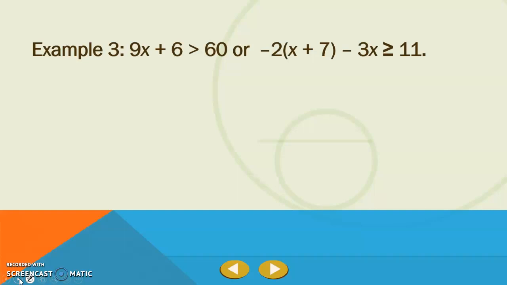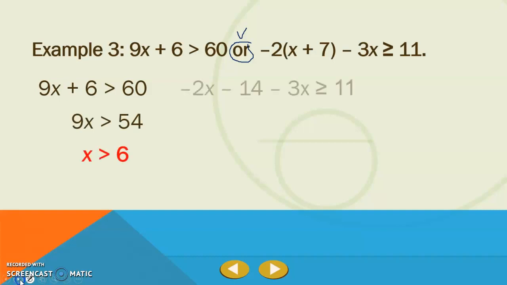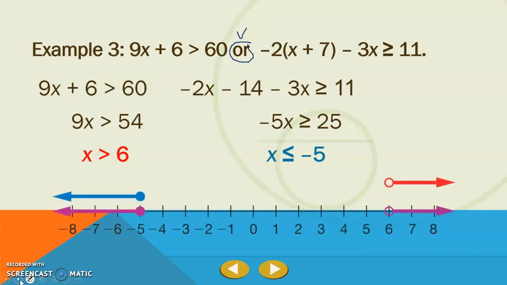Pause the video, try this one on your own, and then come back and check your solution. And in this case, we're looking for an or. Remember, or was the union of both of these inequalities. Once we solve for x's, then we're going to graph.